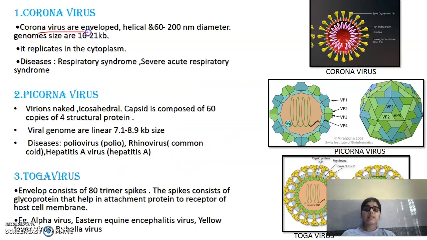Coronaviruses are enveloped, helical, and 60 to 200 nanometer in diameter, and genome size is 60 to 21 kb. It replicates in the cytoplasm, and diseases caused by this virus are respiratory syndrome and severe acute respiratory syndrome. The coronavirus looks like this.